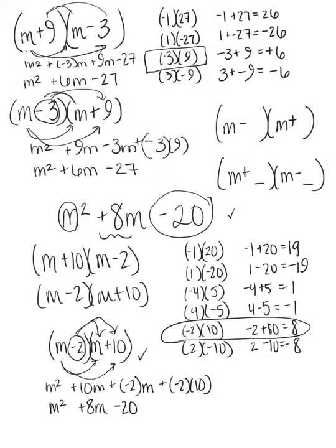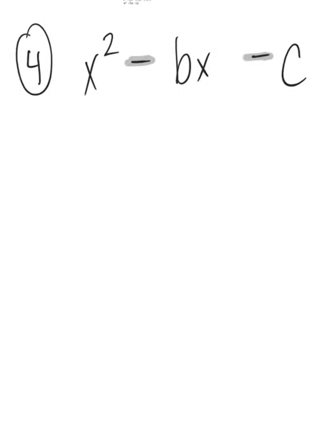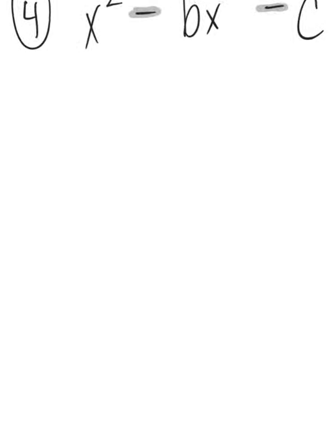Let's look at the last type. This type is very similar to the last one we did. Notice that my c is going to be negative, but the interesting thing is so is my b. So let's look at some examples. Let's say I take p squared minus 3p minus 18. And I want to first identify my c factors.